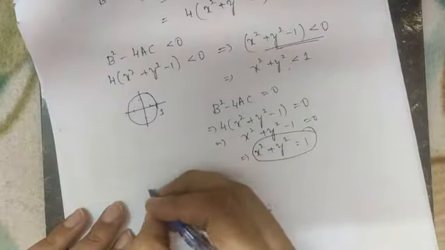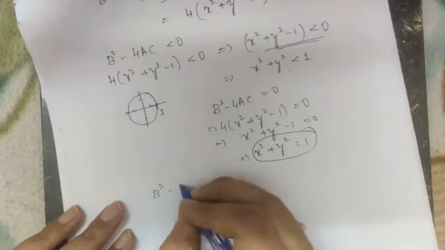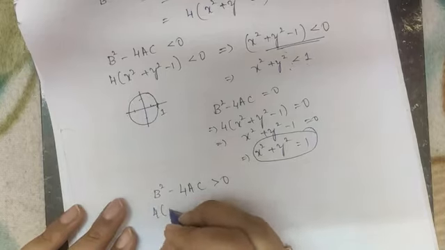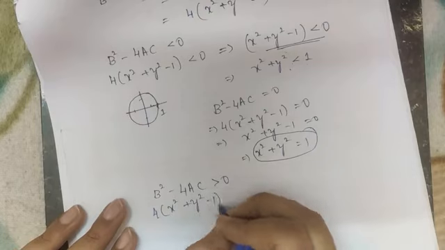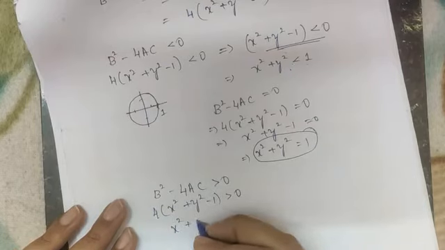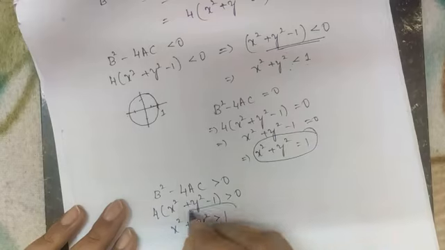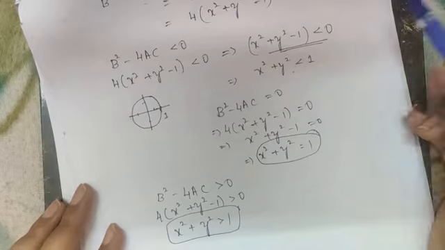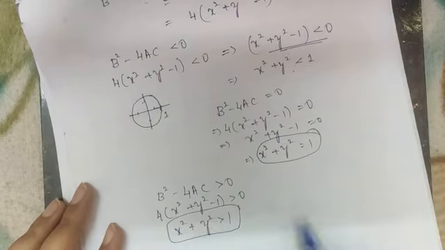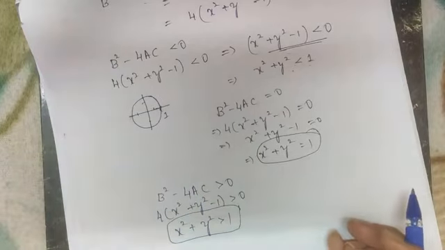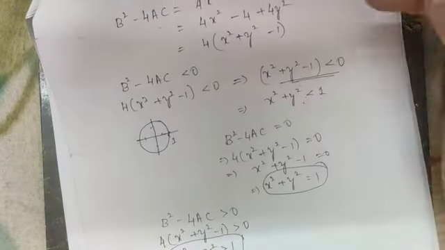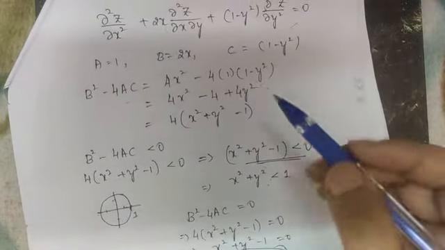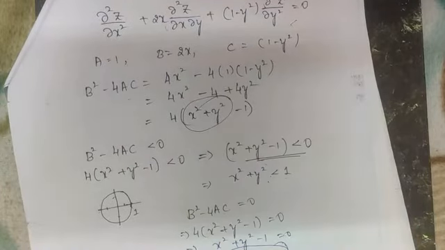So one more thing is hyperbolic. For hyperbolic, b² − 4ac should be greater than 0. That means 4(x² + y² − 1) > 0. You will get x² + y² > 1. This is nothing but the point lies outside the boundary. So this is how we can prove that the same equation acts as parabolic, elliptic and hyperbolic depending on the value of x² + y².